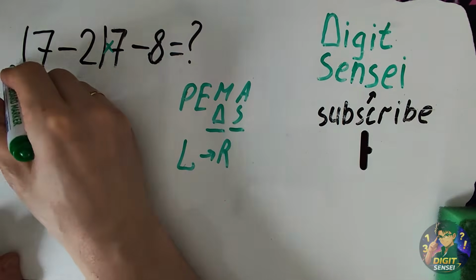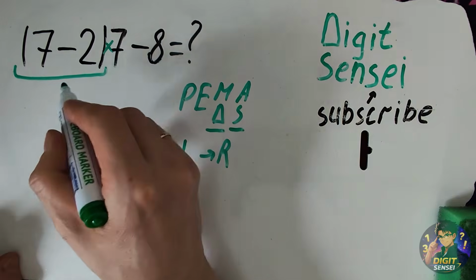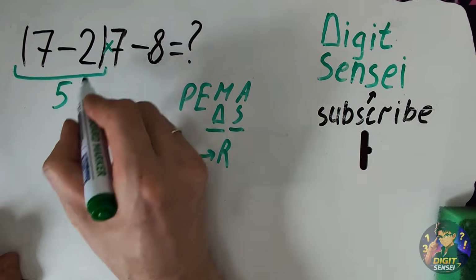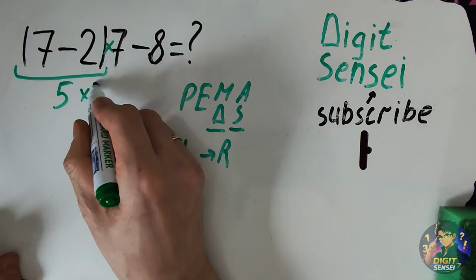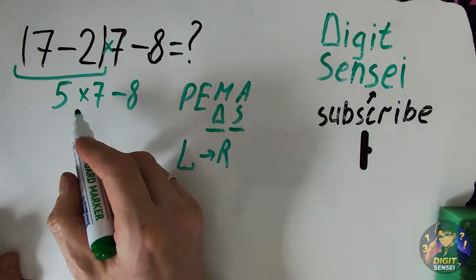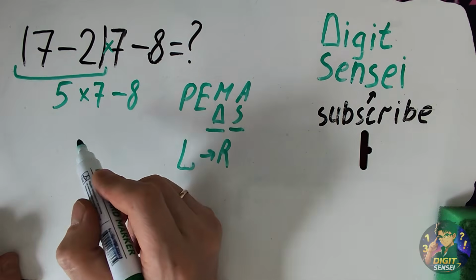So first we have to do this parenthesis. Inside this parenthesis, we have 7 minus 2, which equals 5. So 5 times 7 minus 8. Now we have one multiplication and one subtraction.